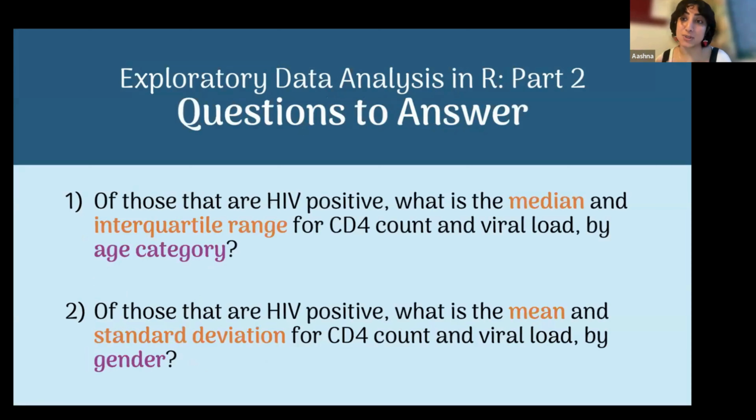We then went on to answer a couple of questions using our data set. We used tidyverse conventions, the pipe operator, and filtered our data set to those who were HIV positive. Then we used functions such as group by and summarize to print out values for medians and interquartile ranges, basically answering these questions using a step-by-step process.